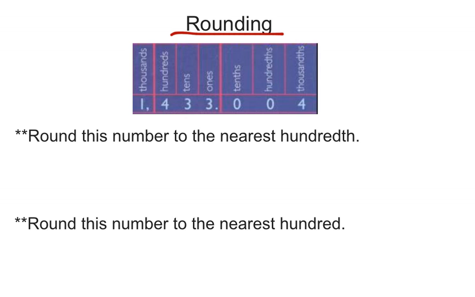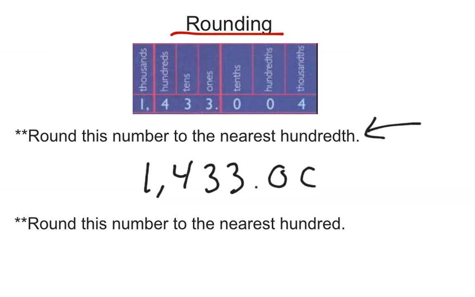All right, rounding, and I put our little place values in there just like we did in the beginning of the lesson. I'm going to start with this first thing here. Round this number to the nearest hundredth. Okay, so here's what I look at. When I write down this number, 1,433.004, and it says hundredth. Well, the hundredths is this place right here, that second 0.